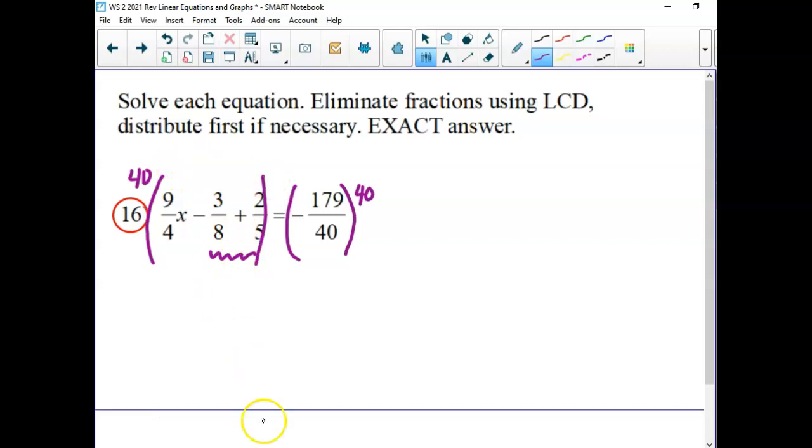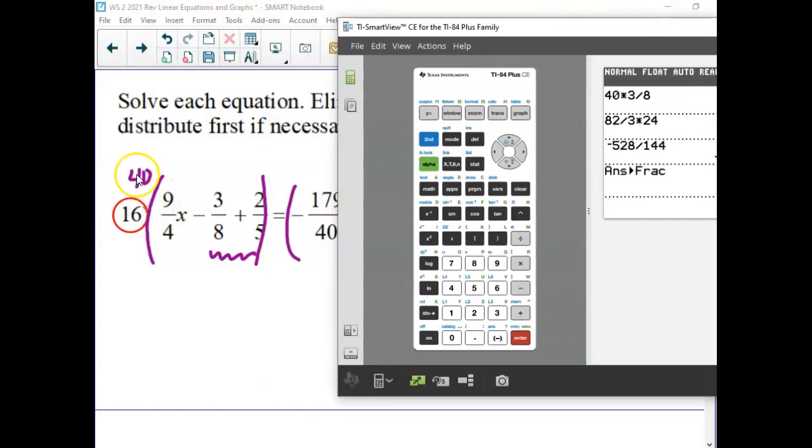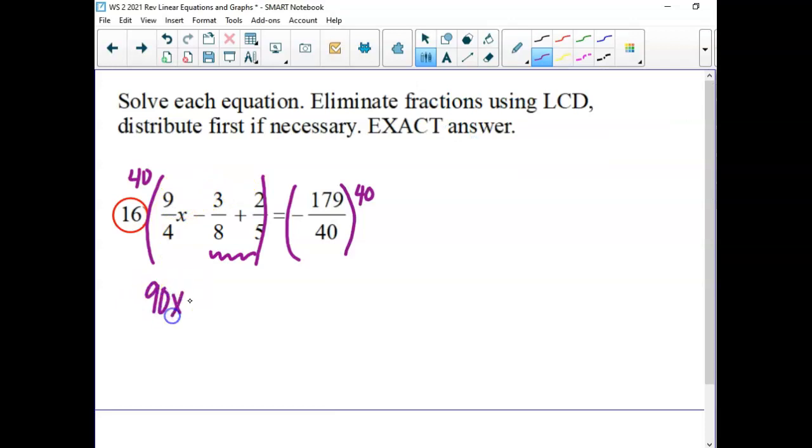Now, grab your calculator. We're going to do 40 times 9 divided by 4, okay? 40 times 9/4. And you don't need parentheses. You can just do 40 times 9 divided by 4. Now, if you're on math team, the shortcut would be to say 40 divides by 4 10 times, so then 10 times 9 is 90, okay? Just helping some of you who want to do mental math. The next one would be 40 times 3 divided by 8, which would be 15, I think. Anybody get that?